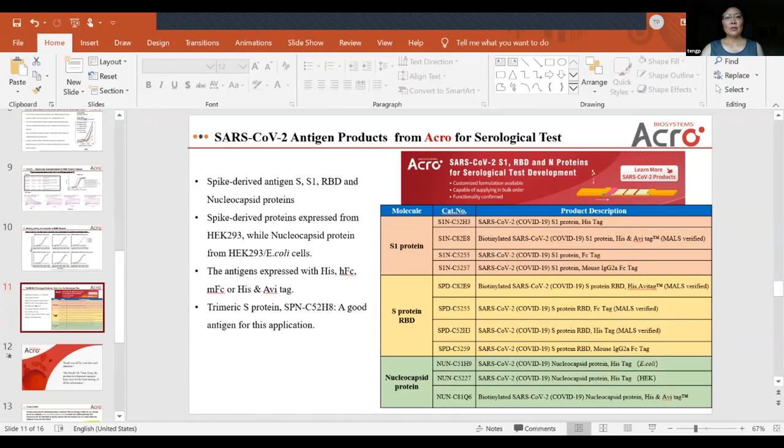And the trimeric S protein we have just introduced, with well characterized properties, is a very good antigen candidate for the serological test. Sorry for interrupting, Dr. Peng, but you have 1 minute left. Thank you. Yeah, actually, this is my last slide.